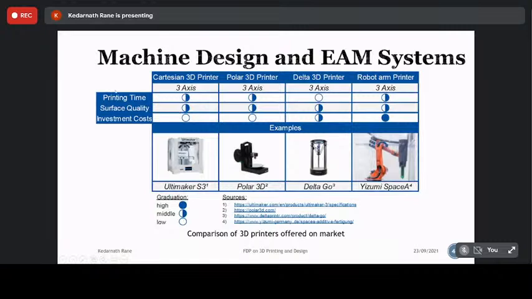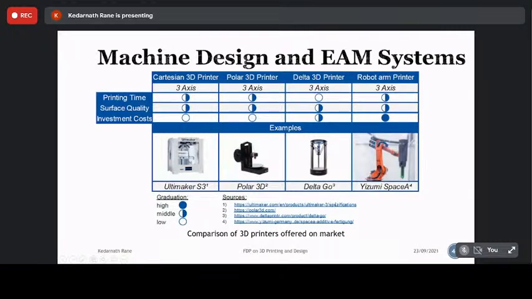You can see on the rows you have printing time, surface quality, and investment cost. And on the columns, you have various printers: Cartesian, Polar, Delta, and robot system. I must appreciate all the printers are very good for their own applications.